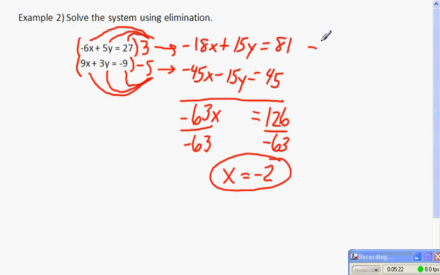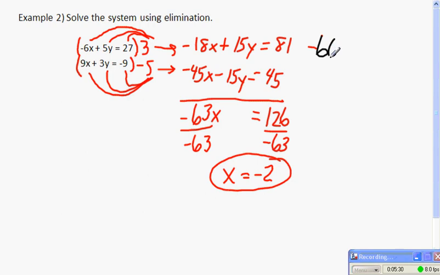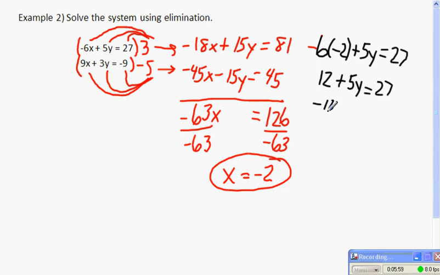There's your x value. Once you get that value, simply substitute into one of the equations above. I'm going to use -6, and in for x goes -2 plus 5y equals 27. What I simply did here is I substituted into this equation up here. Here's my x value, and that's where -2 is. -6 times -2 is 12 plus 5y equals 27.